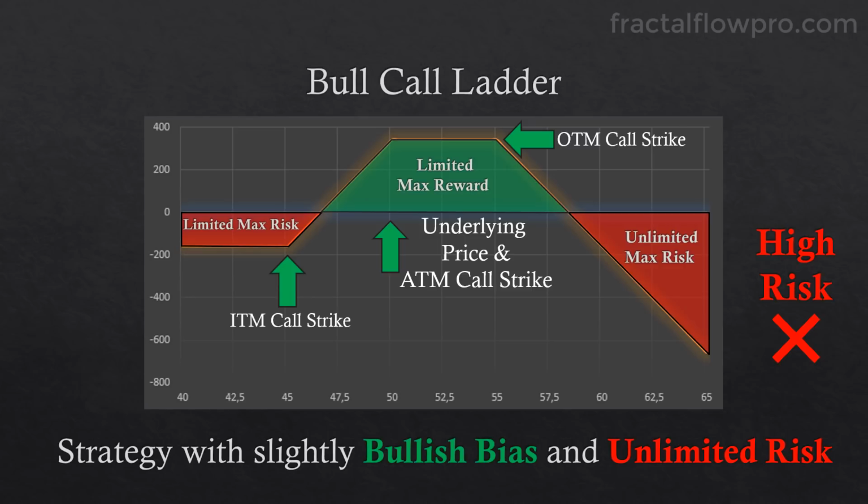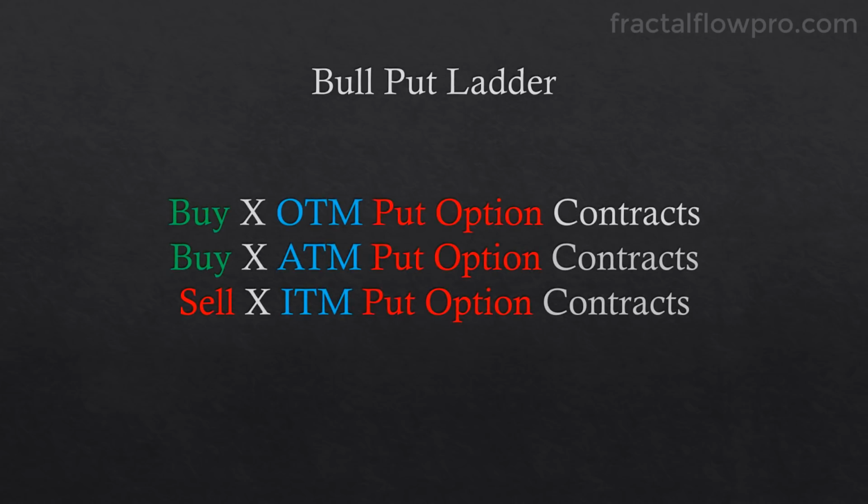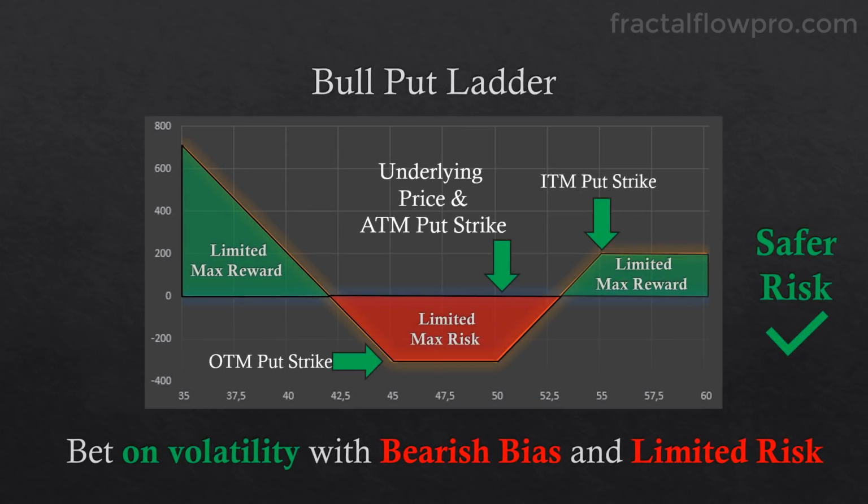Next, we have a strategy called bull put ladder, which consists in buying an X number of out-of-the-money put option contracts, buying an X number of at-the-money put option contracts, and selling an X number of in-the-money put option contracts. Even though the strategy is named bull put ladder, this is a strategy that benefits if the underlying falls as much as possible. The strategy can also produce results if the underlying rises above the in-the-money strike, but this reward is limited. This is a strategy that bets on market volatility with a bias to the downside. The maximum risk occurs if the underlying stays within the range determined by the out-of-the-money and at-the-money strikes.